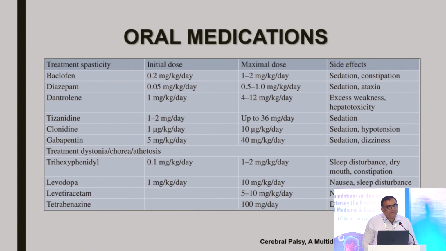Coming to oral medications, we have very few choices. The most commonly used medicines are baclofen and diazepam. Dantrolene is not available in India, tizanidine, clonidine. Nowadays, many centers are using gabapentin. Usually, the preferred drug is baclofen. Sometimes we use a combination of baclofen and diazepam. The most important thing to remember is we start all these medicines in low doses, and then we titrate the dose every 5 to 7 days depending upon the response.